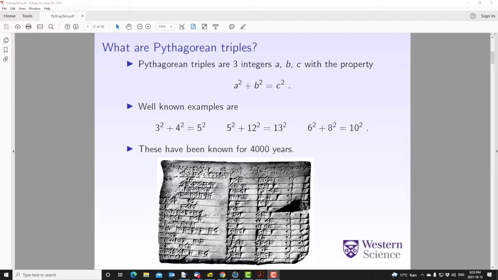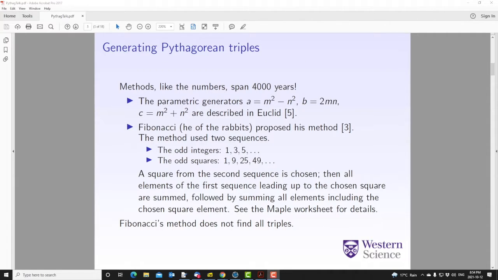On the screen you see a picture of a Babylonian clay tablet approximately 4,000 years old, and on the tablet are cuneiform marks which have been interpreted as being a list of Pythagorean triples. That shows you how old Pythagorean triples are. One of the first questions to ask, of course, is how do you generate Pythagorean triples? And these methods, like the numbers, span 4,000 years.